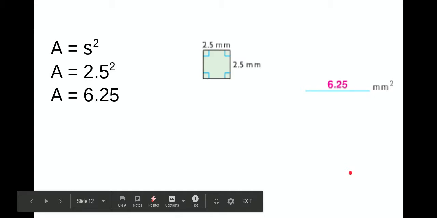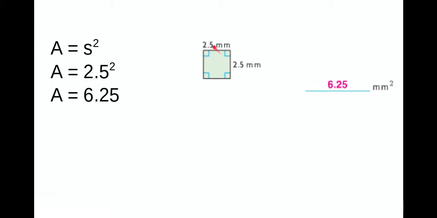Next up is a square. We know it's a square because we can see that these sides are equal and opposite sides of a square are also equal, so we know all four sides are equal. And then the other mark of a square is that it has four 90-degree or right angles. So the formula for a square is side squared, or side times side.